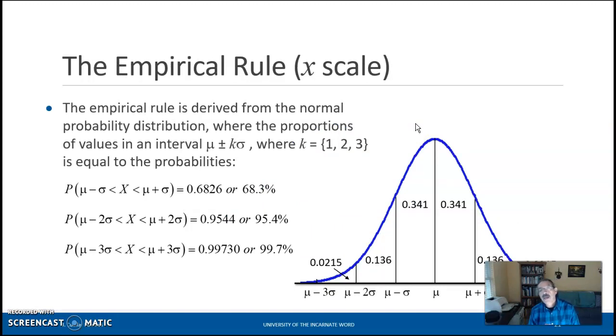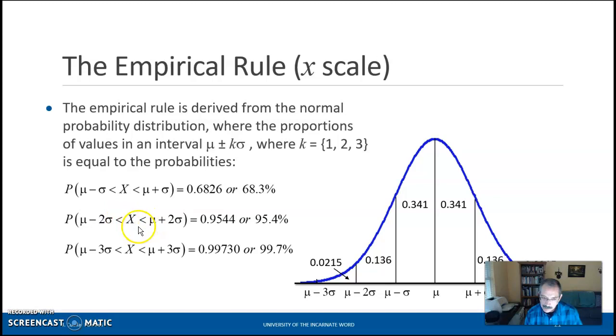So you remember from module 3, we talked about the empirical rule. Well, the empirical rule comes from the normal distribution. And there you recall that we said that the proportion of values between the mean -1 standard deviation and the mean +1 standard deviation was about 68%. Well, specifically, we were saying that the probability that the random variable assumes values between the mean -1 standard deviation and the mean +1 standard deviation is 0.6826 or 68.3%.